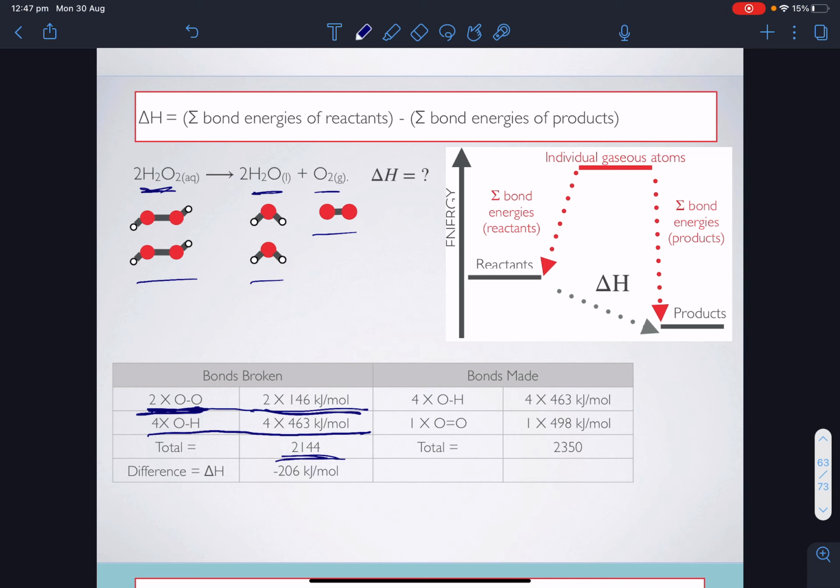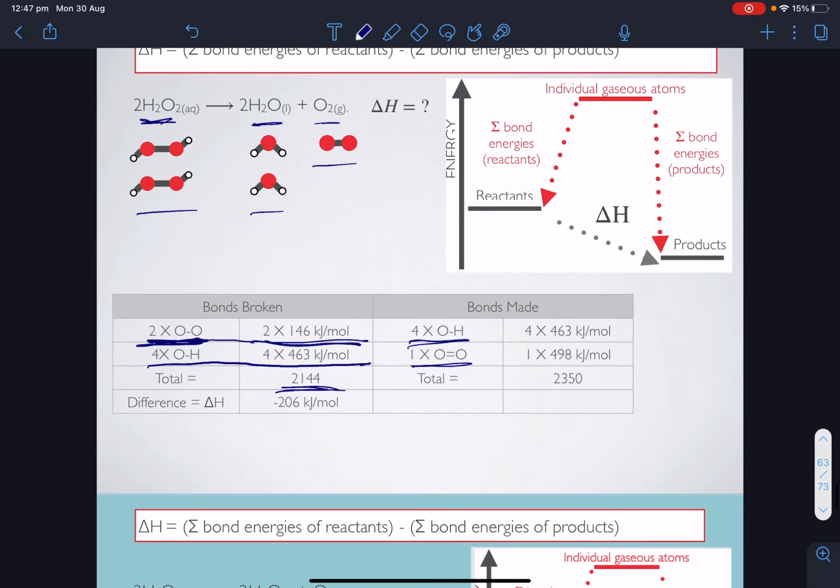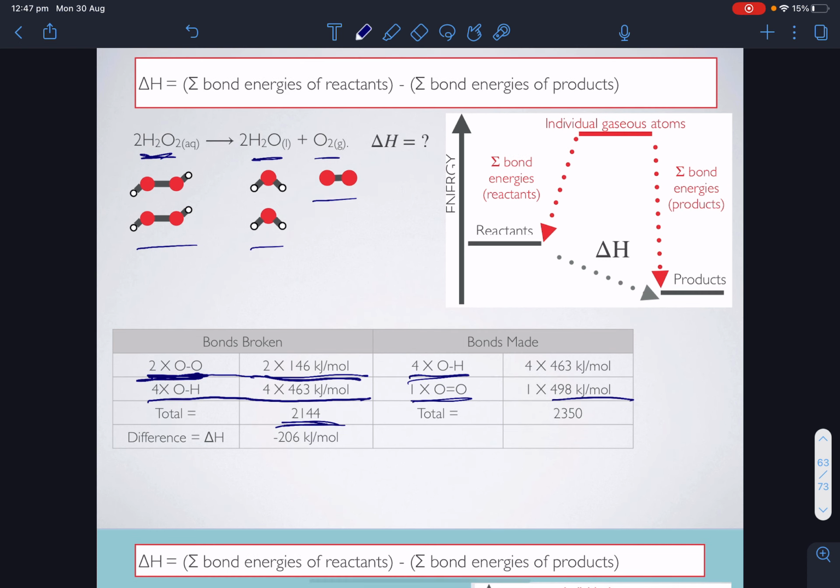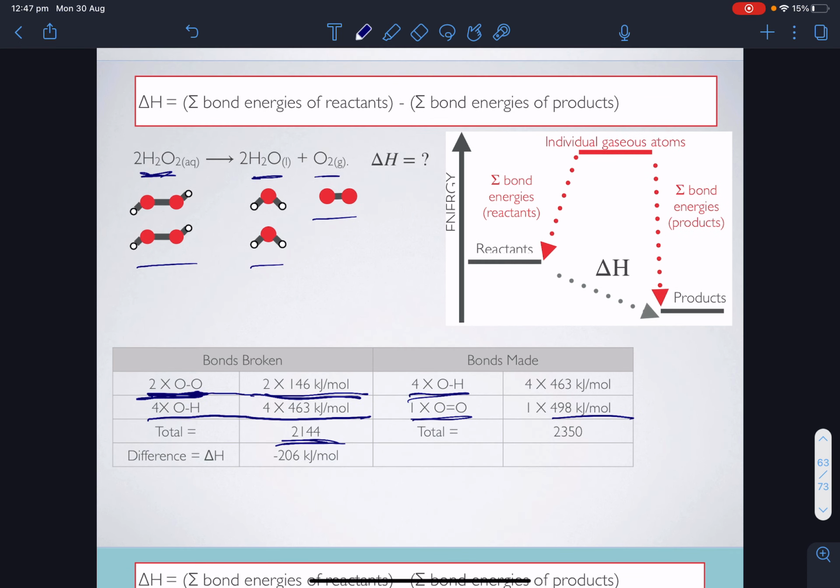And for the bonds made on the right-hand side, we need to make four oxygen-hydrogen bonds, so two for each water. And we're going to make an O=O double bond. We're not going to multiply it by two; we look in the table for the double bond, and it gives us 498 kilojoules per mole. So don't multiply it by two. You'll see it's not equal to 2 times the single bond energy. So just look up the double bond energy, and we add those all together, and we get 2350.